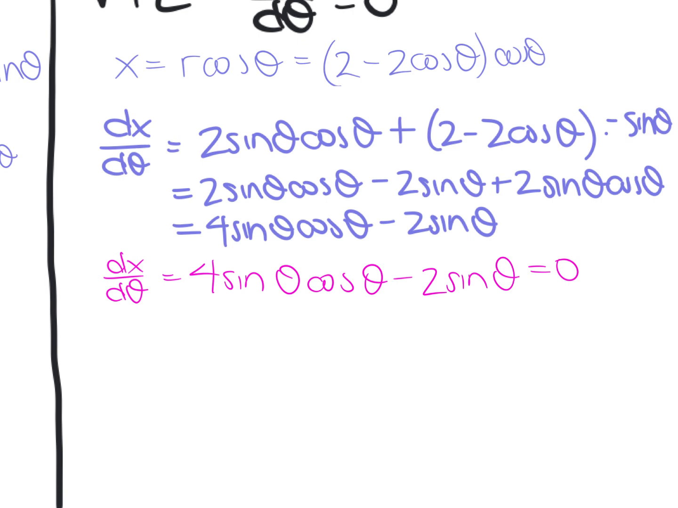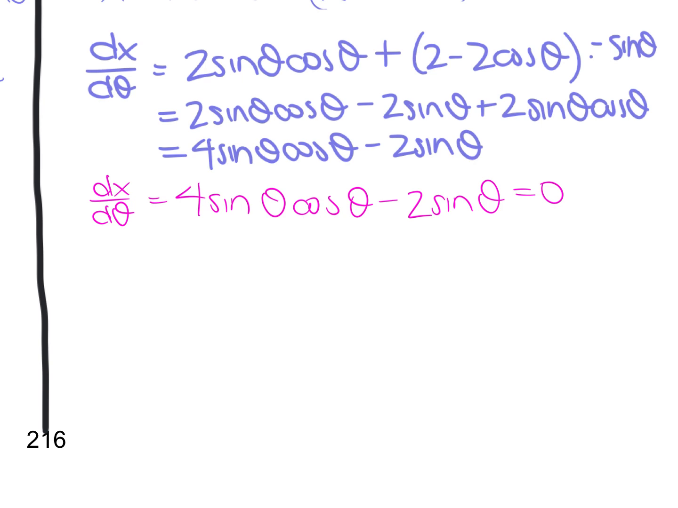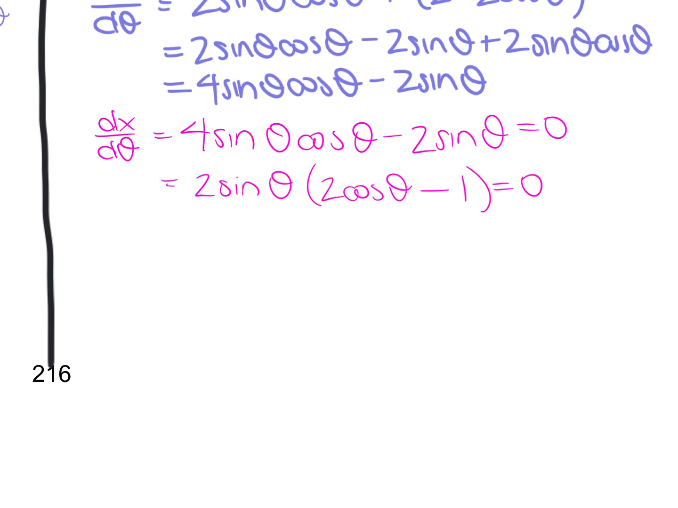Think factoring. Oh, you pull this 2 sine theta out. Yes. So the reason I can factor this one the way it is because I can pull out a 2 sine theta, which would leave me what? 2 cosine theta minus 1. And then what do we do with our factors?